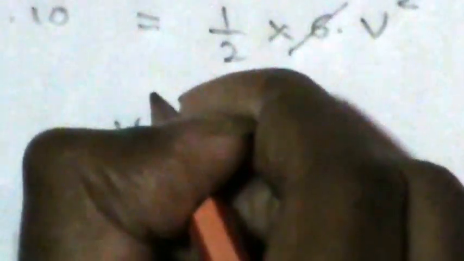It's a simple equation. So this 6 and this 6 cancel. So v squared is equal to 200, so v is equal to root 200.